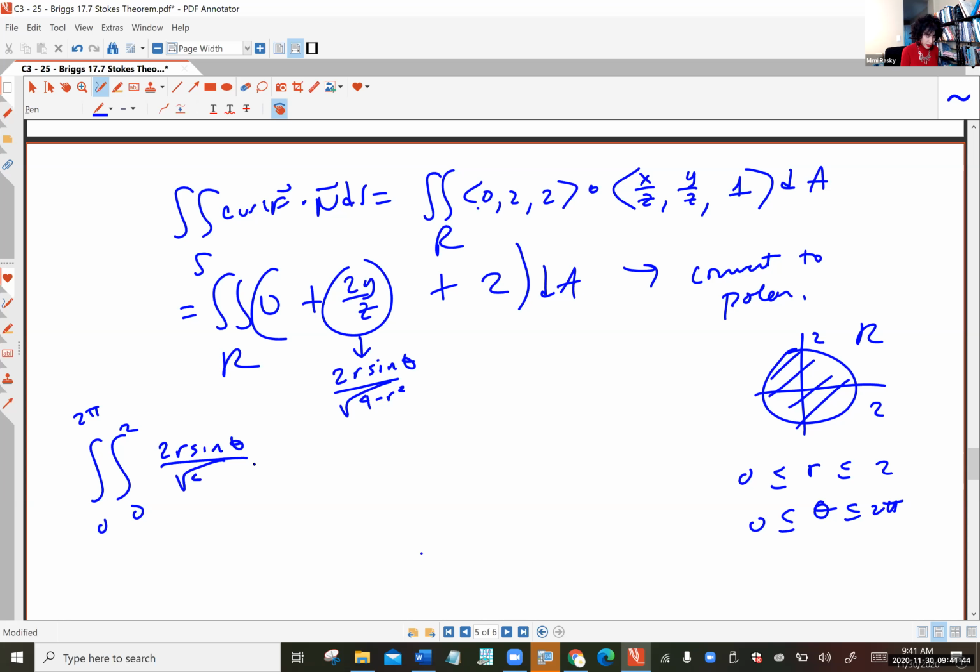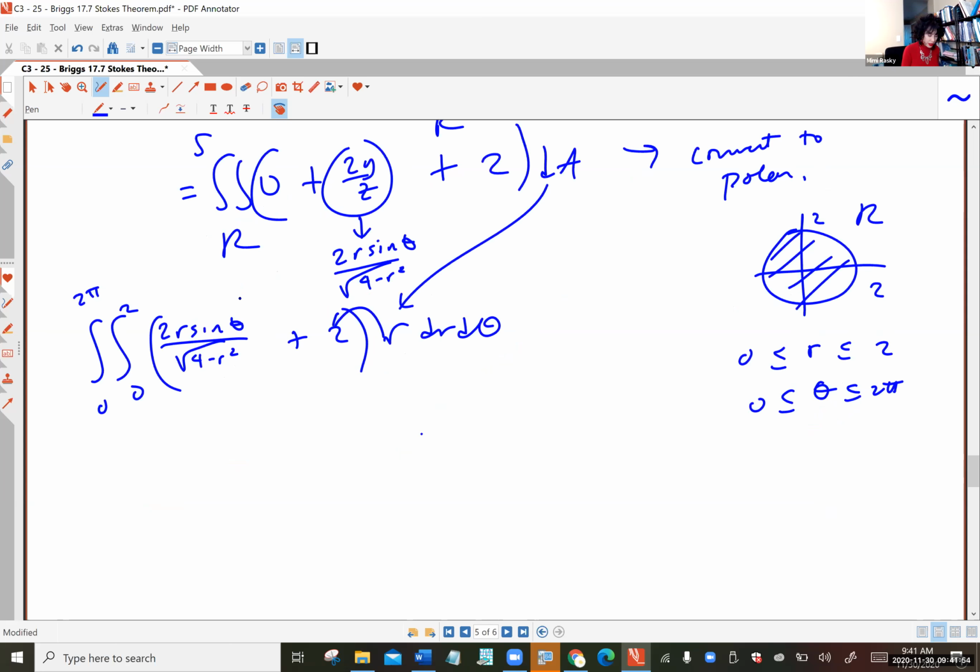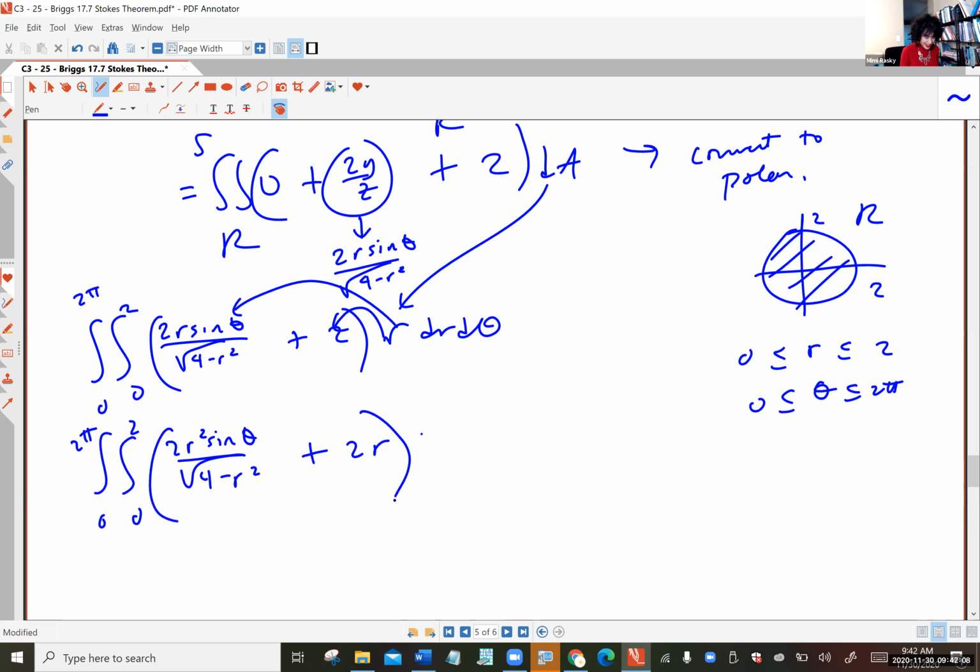Plus 2, and then you guessed it, r dr d theta. Okay. Now, you're going to distribute this r because you want to do that before you integrate with respect to r. And then I'm going to do something that you may find offensive, like, oh, I think that was bogus. And I'm going to go, don't worry about it. Okay. So here's where I'm going to make a leap of faith with you.